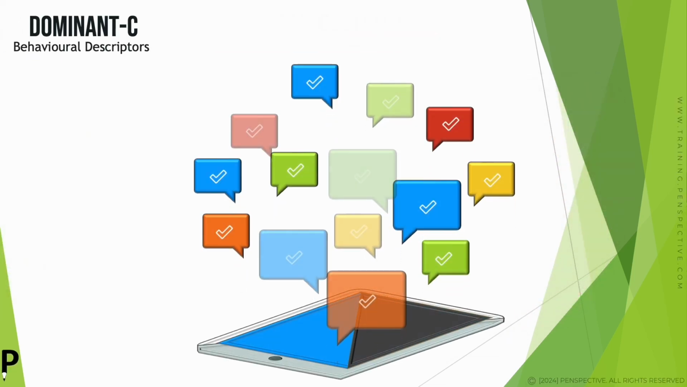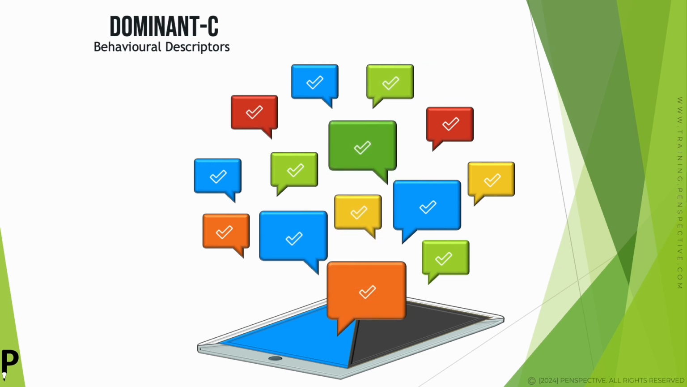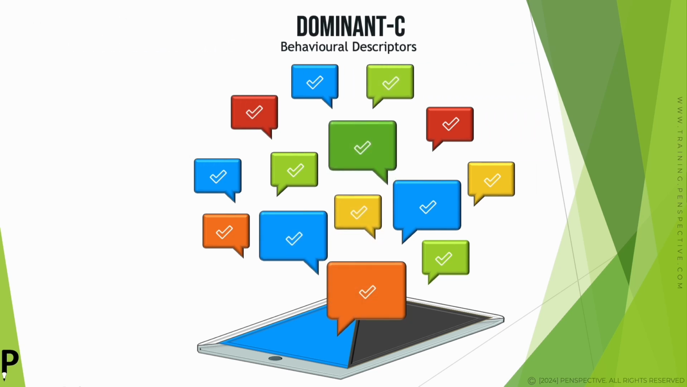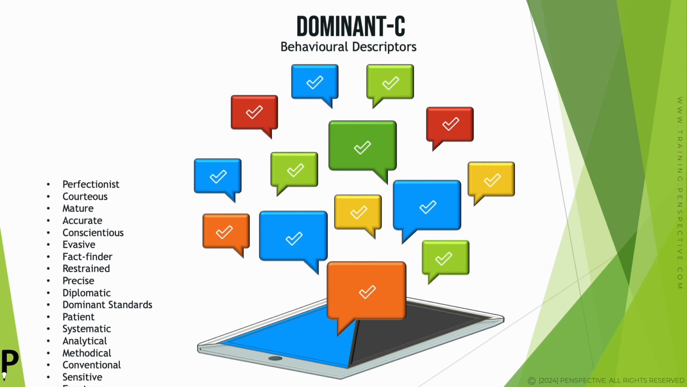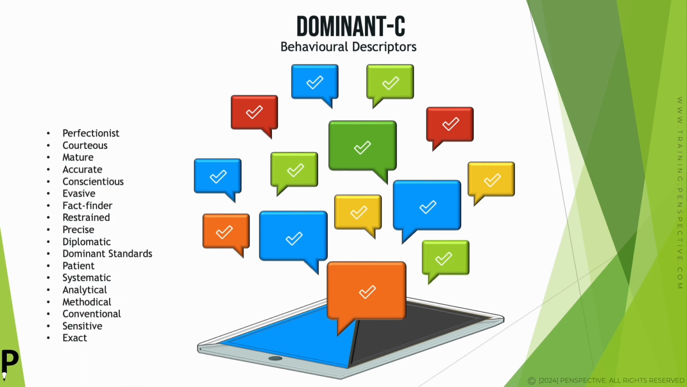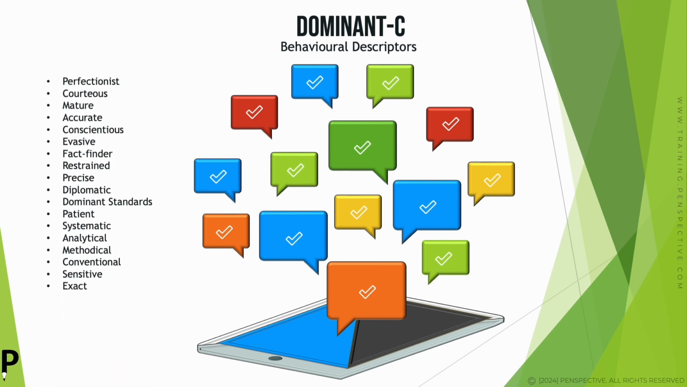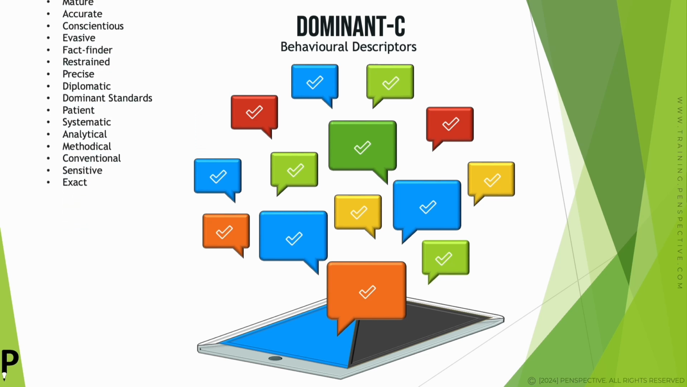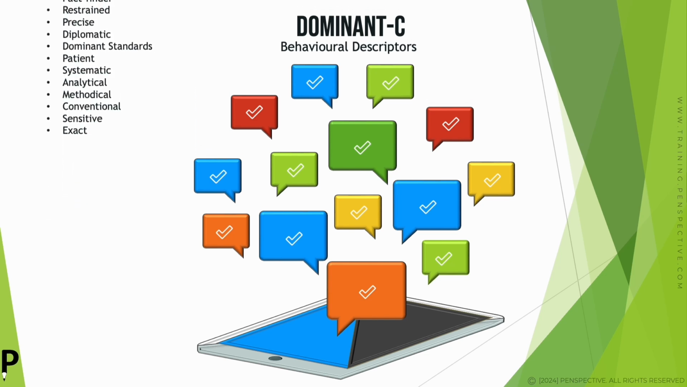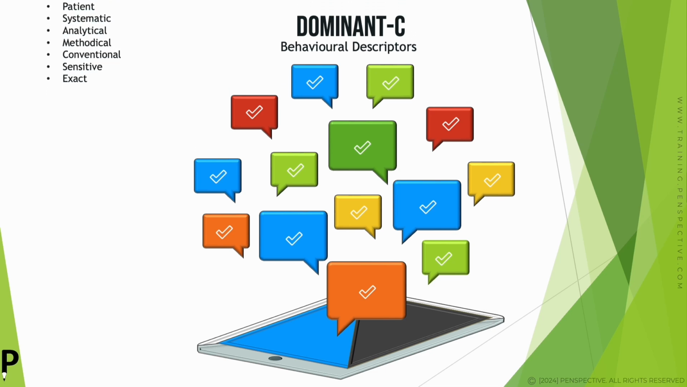The words that would typically describe the C behavioral style are the following: perfectionist, courteous, mature, accurate, conscientious, evasive, fact-finder, restrained, precise, diplomatic, patient, systematic, analytical, methodical, conventional, sensitive, and exacting.